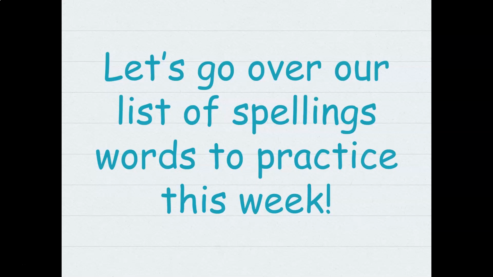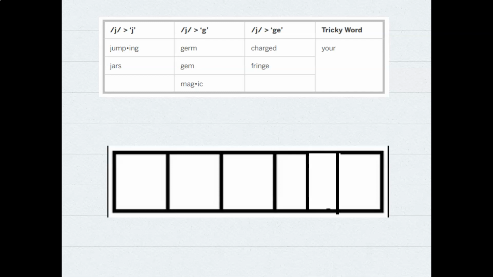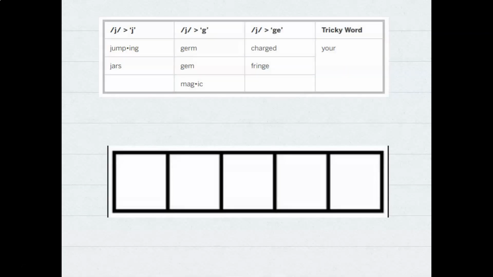Let's go over our list of spelling words to practice this week. The spelling words this week have the j sound spelled J, G, and GE. Our first word is jumping, jumping. Our next word is jars, jars. Our next word is germ, germ. Our next word is gym, gym. Our next word is magic, magic.